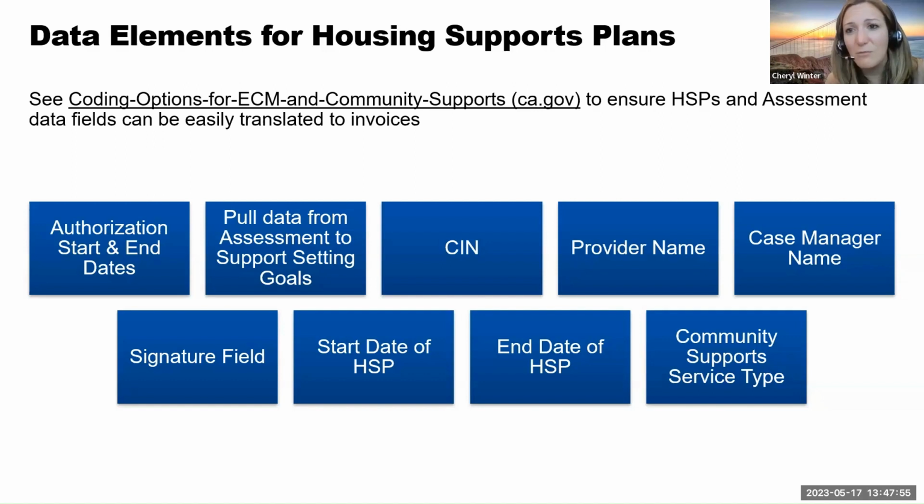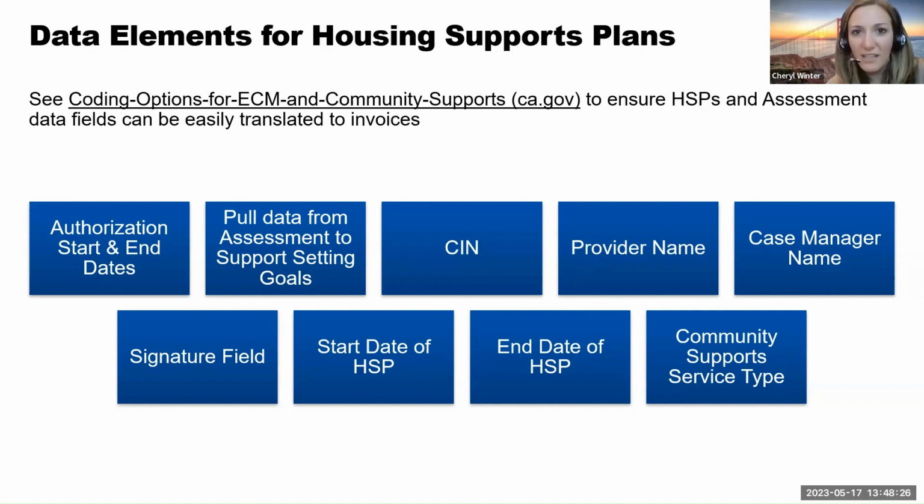So again, as you're building out your forms, think about which elements from one form can then automatically populate to another so you're not having to do double work. On your housing supports plan, you'll need to say if it's a housing supports plan for housing navigation and transition, or if you're working on housing deposits, or if you're working on housing tenancy sustaining services.